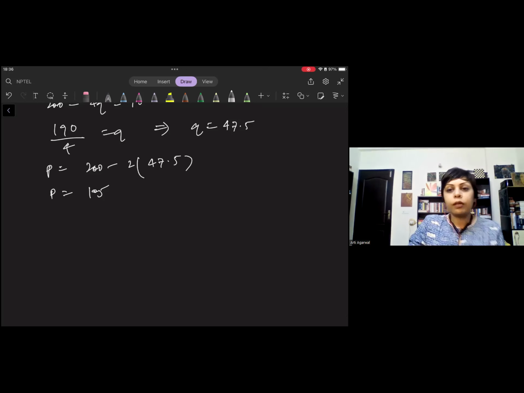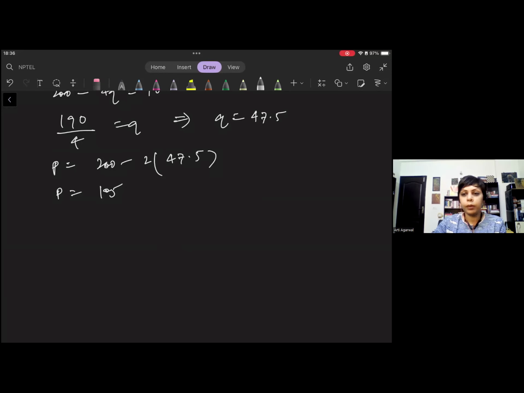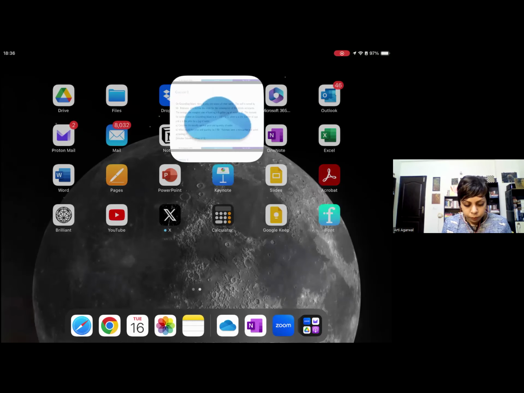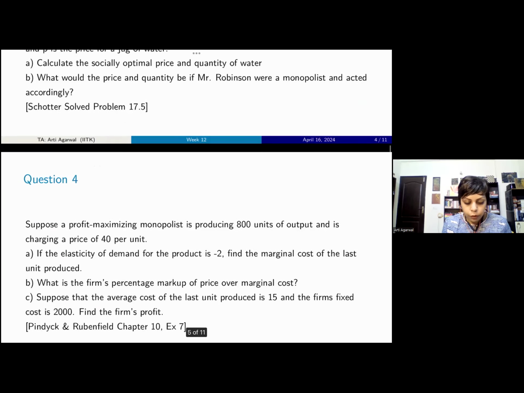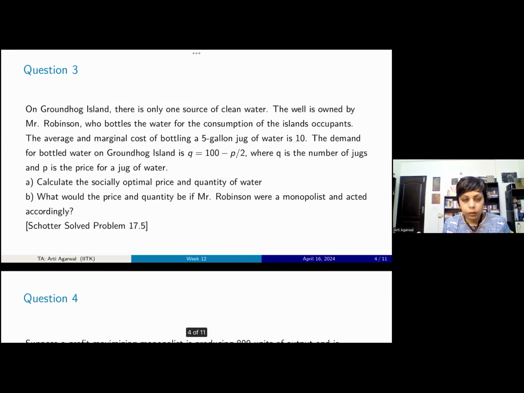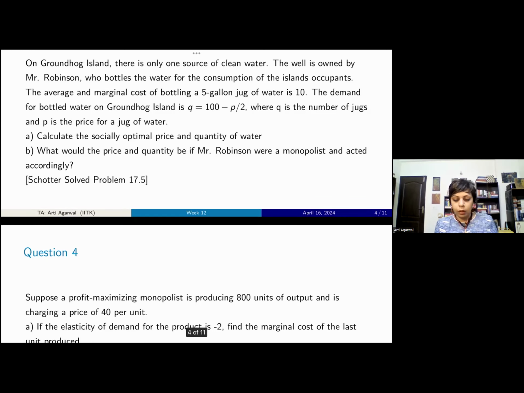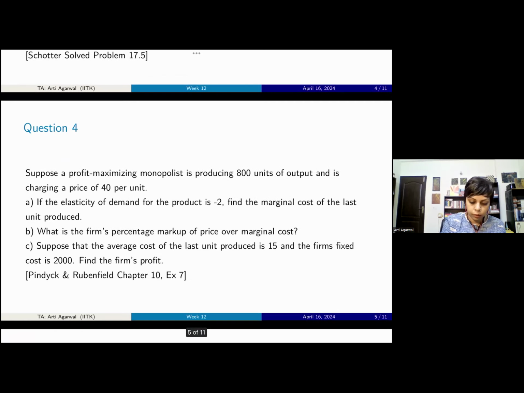Of course, there are cases of natural monopolies, and the example I've taken is the case of a natural monopoly where there's a certain resource and there's only one person or one firm which has access to that resource. So that automatically makes them the monopolist in that situation. I have gone over it in as much detail as I can, but if you want, you can still check the solved solution in the book.